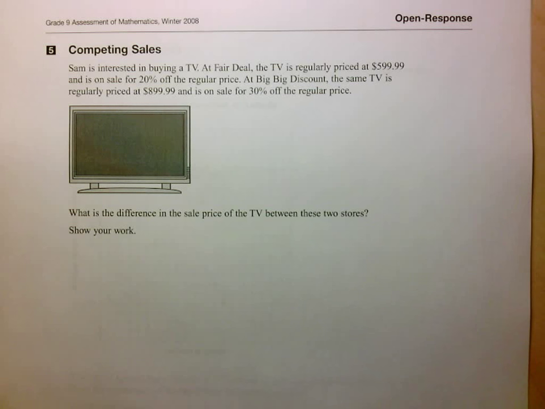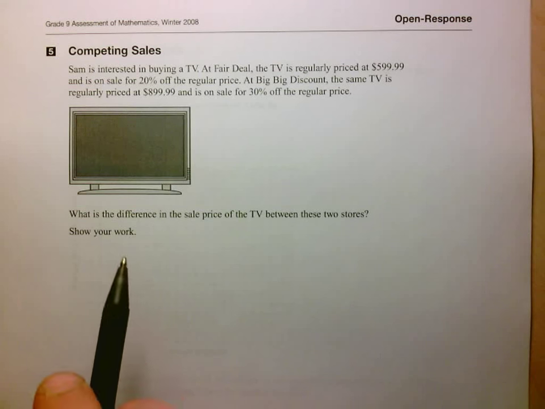Hi folks, we're going to take a look at the solutions for the open response questions from the winter 2008 practice EQAO booklet. Okay, so let's start with number 5.